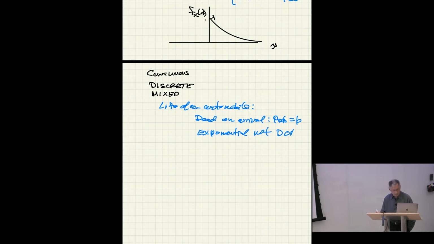Not dead on arrival. And the PDF in that case is what I just described. It'll be lambda e to the minus lambda x, where x is the lifetime. I'll use t actually for time. Why not? That's a t, believe it or not.